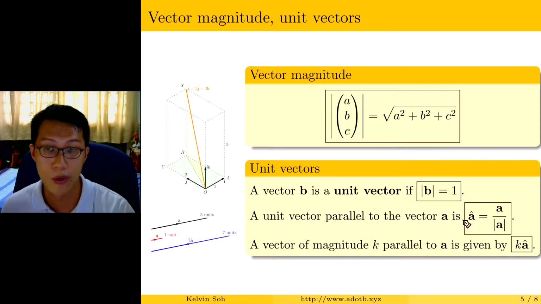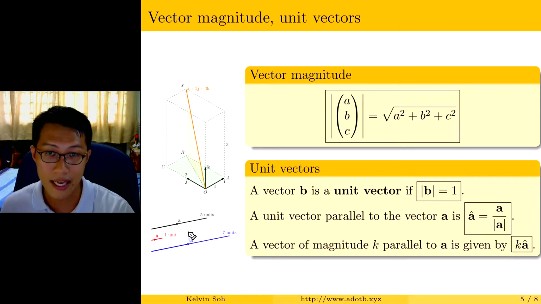We give it a special symbol, a hat on top of the vector itself, to represent that this vector has been converted into a unit vector. So why do we want to talk about unit vectors and have formulas for it? An example of it is shown in this picture, or in this formula.